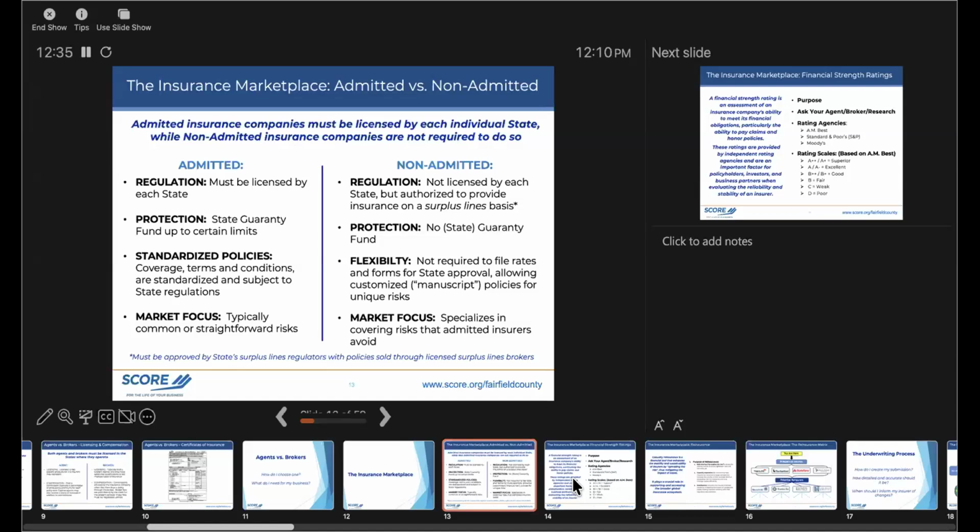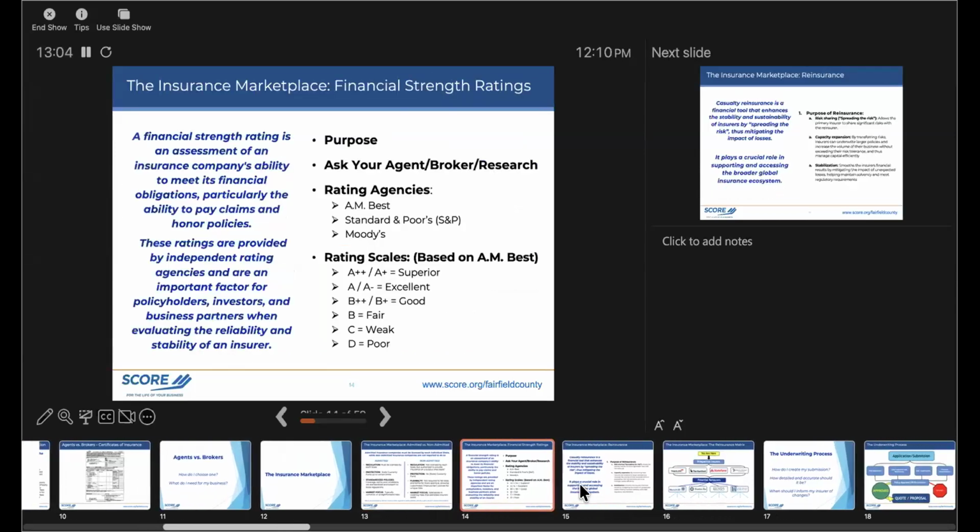And in terms of market focus, an admitted company typically does common and straightforward risks. One might call it Main Street. And then the non-admitted, they specialize in covering risks that admitted insurers avoid. For instance, Lloyd's of London. We've all heard stories about Lloyd's of London, insuring somebody's legs or arms or hand because they're a pianist or whatever. So, like that.